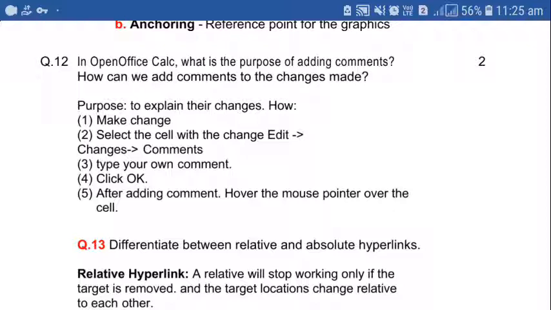Now how can we make it? Make a change. Select the cell with the change, choose the edit option, and then click on the change option and choose comments. Type your own comments and click on OK. So after adding comments, hover the mouse pointer over the cell and you will see that the comment is visible.